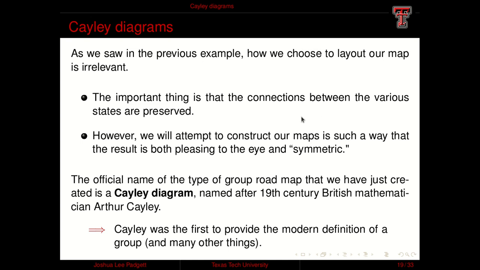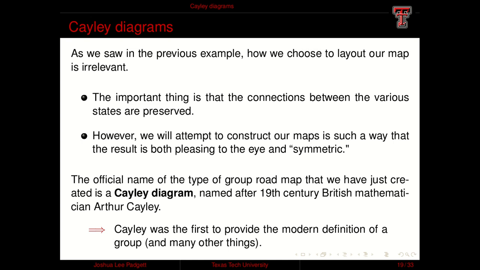All right. Now, the fact that I tell you that it's irrelevant in a way doesn't mean that you should just connect things in any way that you choose. We still hope to try and connect things in a way that is easy to read and still conveys some level of symmetry. All right. Now, the official name of our road maps is actually something called a Cayley diagram, named after a mathematician, Arthur Cayley.